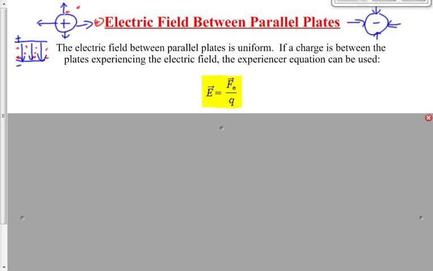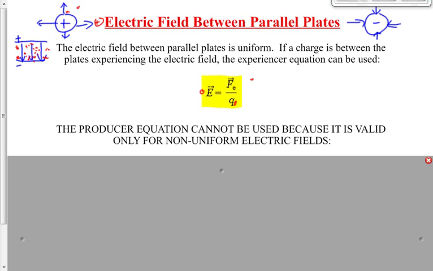Just a quick little aside, by the way. If I said the field is uniform, if the field is the same everywhere in between those plates, what do you know about the force in between the plates? Look at the experiencer equation. If q isn't changing, and if E isn't changing, then what's happening to the force? It's not changing. So if the field is the same here, here, here, and here, then the force on the particle would also be the same here, here, here, or here. It's independent of where it's located, unlike in the non-uniform field.